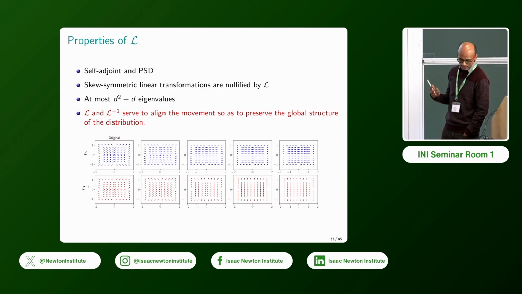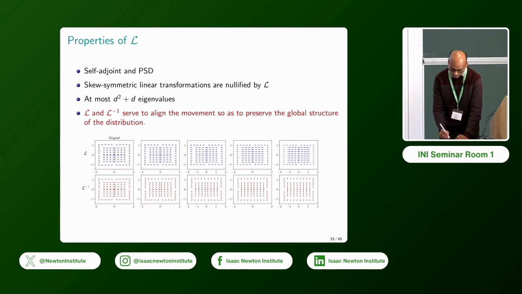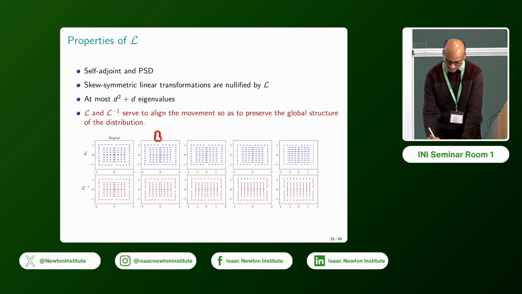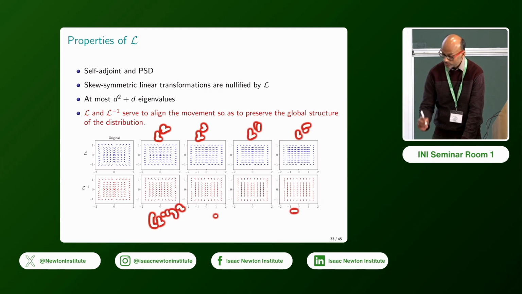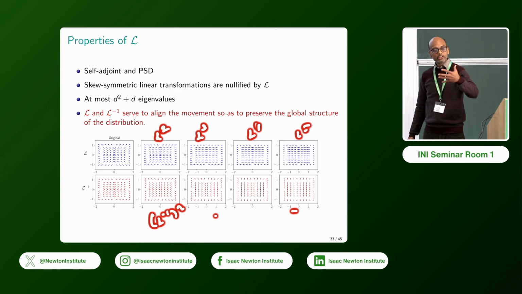So what do these operators L and L inverse do? They serve to align the movement such that you preserve the global structure. As you see, here I start with my original, and this is L applied twice, L applied thrice, four and five times. Similarly, this is L inverse applied twice, and so on and so forth. As you can see, these vector fields kind of line up.